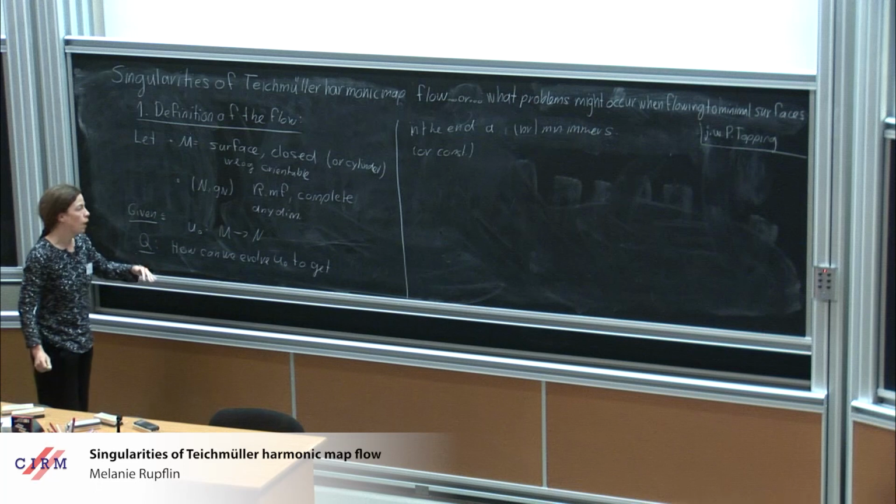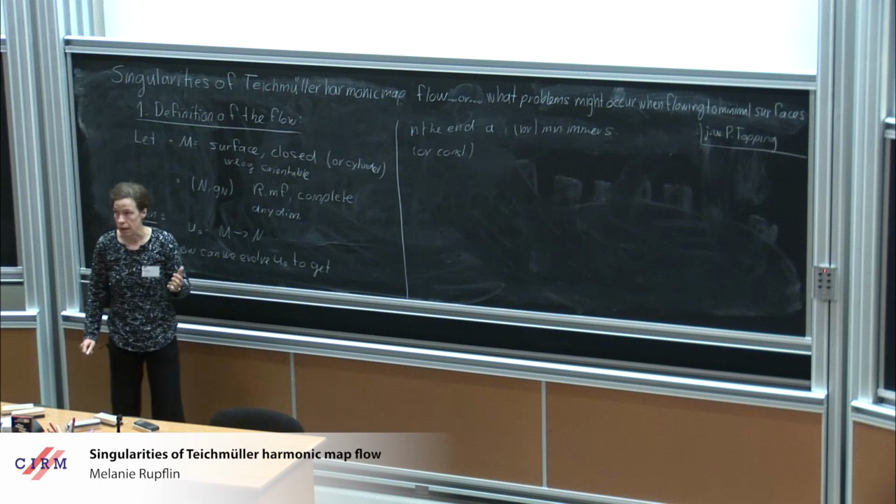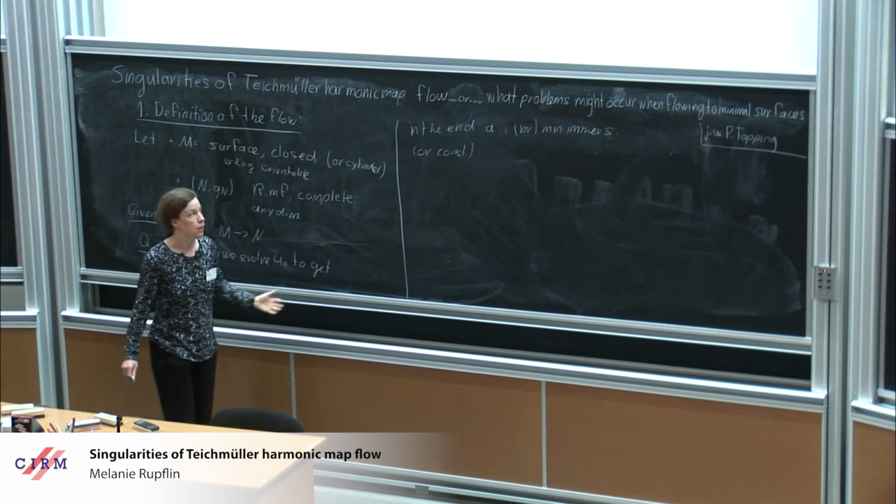So how should you go about changing your surface u0? I just want to stress here, looking for minimal immersions, the flow will in particular not preserve being an embedding. It will not even, in the meantime, preserve being an immersion, but the thing you end up with in the end should be a branched minimal immersion. So how do we do this?